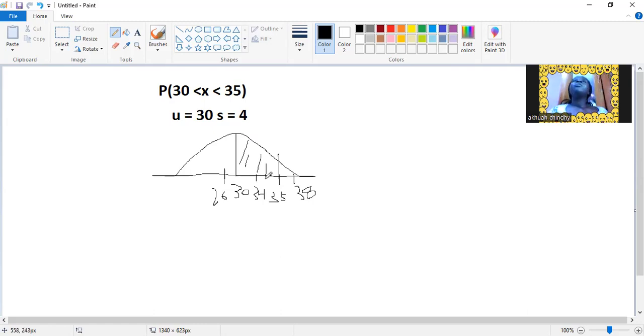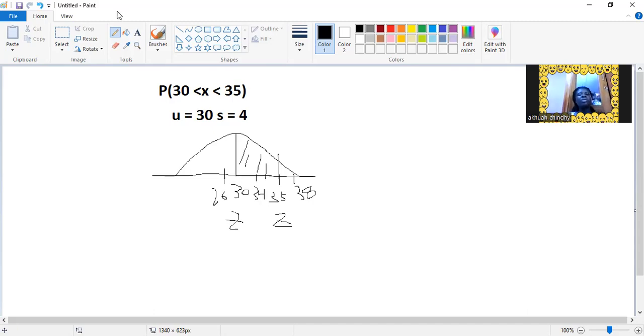When you get questions like this, where you are supposed to find x within certain values, the easiest way to do it is to find the z for the extremes. So the z for this 35 and the z for this 30. Then you translate it. Because we're using the normal distribution table, here will no longer be x but z. So let's find the z for 30 and the z for 35, because that is the range you are looking for.